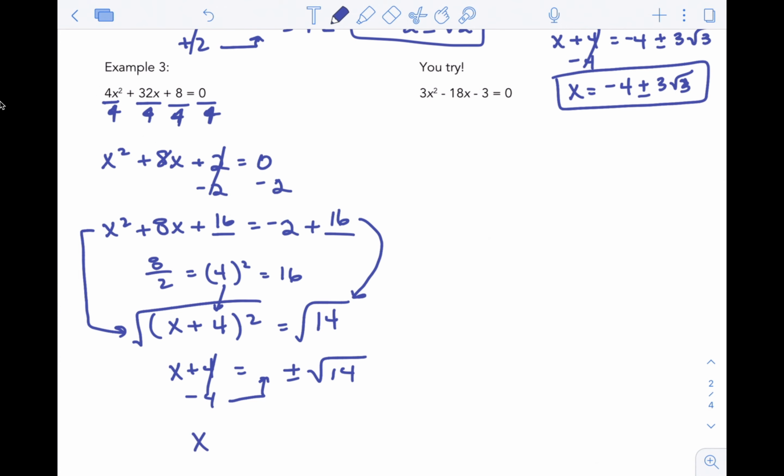We move the 4 over by subtracting it. And our final answer is negative 4 plus and negative 4 minus the square root of 14. Aren't you glad I'm not asking you to graph those, because those decimals are nasty.